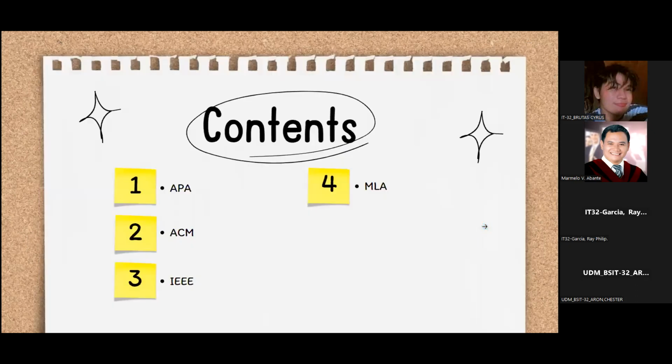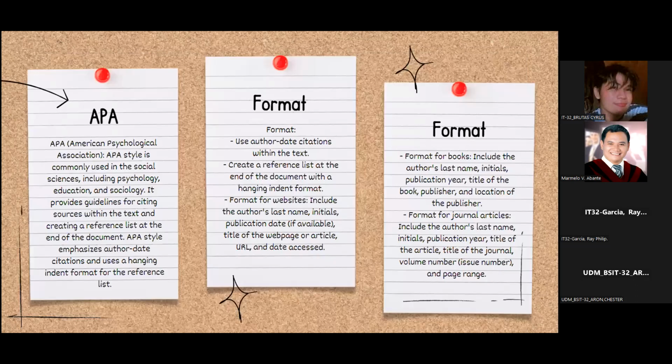So, the contents are the APA, ACM, IEEE, and MLA. By understanding these referencing styles, readers will gain the knowledge needed to appropriately cite sources, follow formatting guidelines, and create reference lists or works cited pages. This understanding will enhance the accuracy and credibility of their academic writing. So now let's explore the intricacies of APA, ACM, IEEE, and MLA referencing styles and equip ourselves with valuable skills for effective academic communication. Next slide, please.